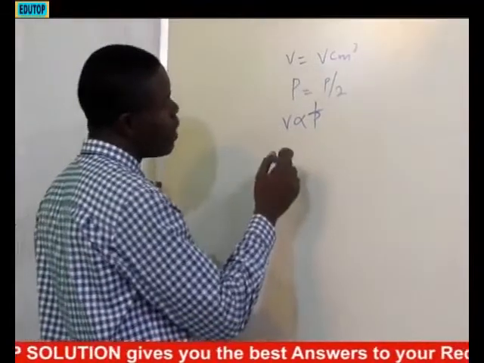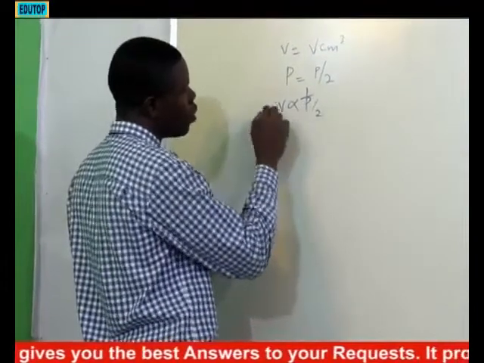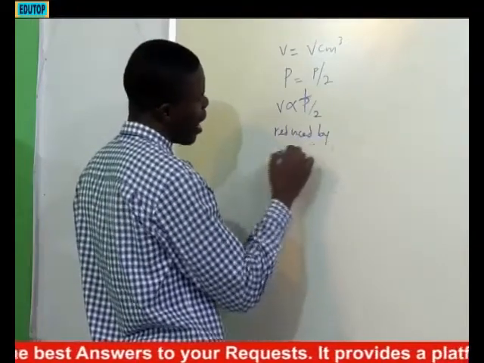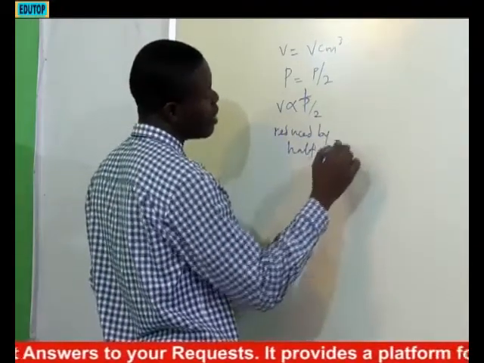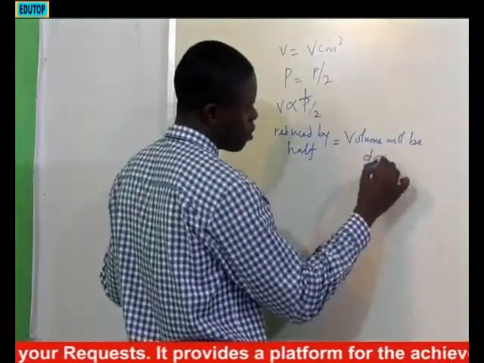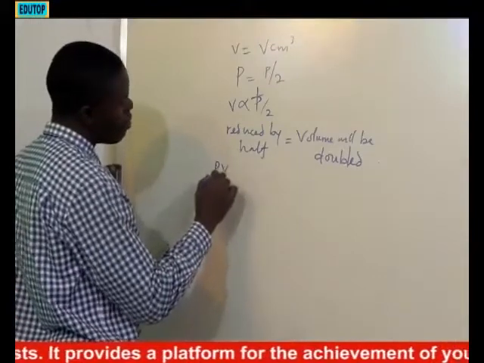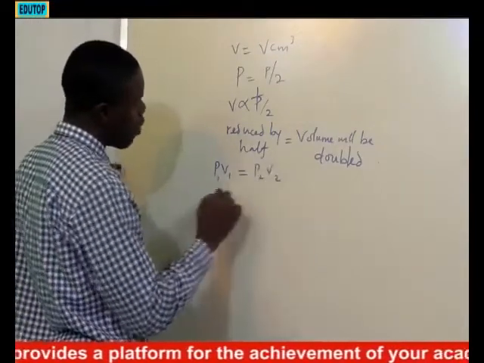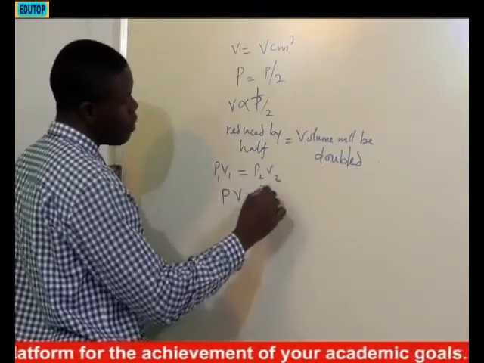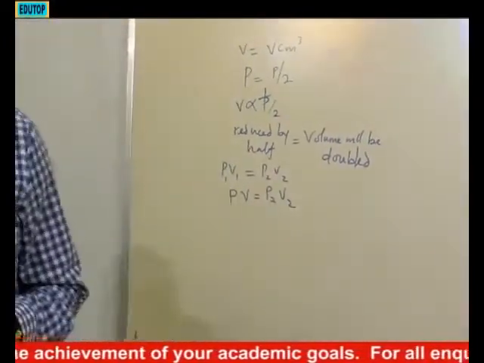So at this point, what it simply means is that when the pressure is now reduced, what happens? Definitely, if the pressure is reduced by half, automatically what it means is that the volume will be doubled, since they are inversely related. Because you have P1 V1 equals P2 V2. And the question asks us to calculate the new volume.